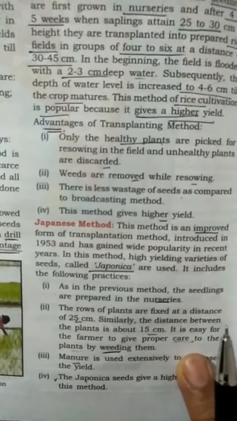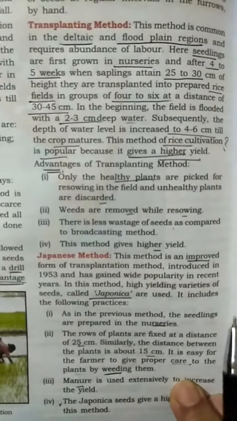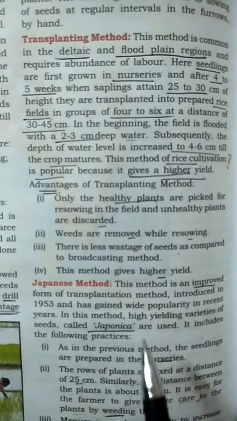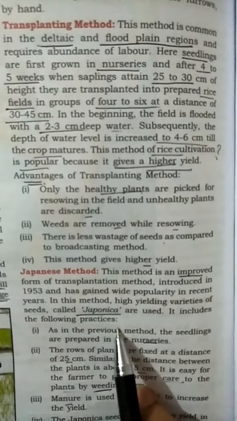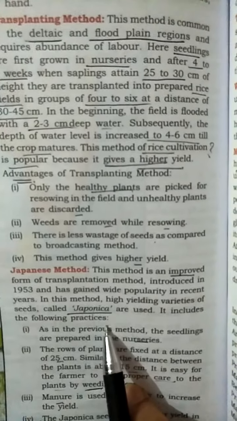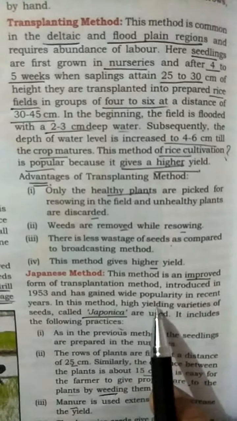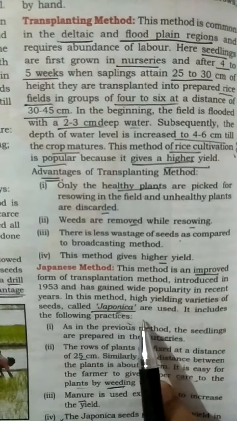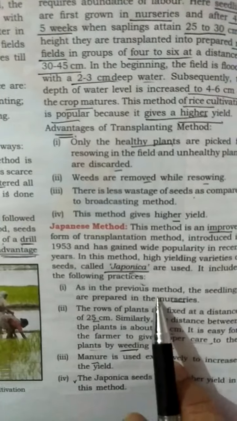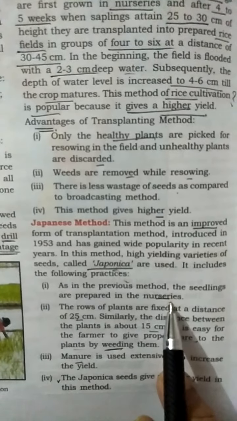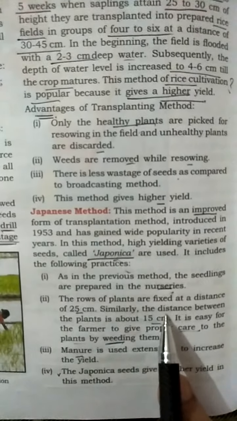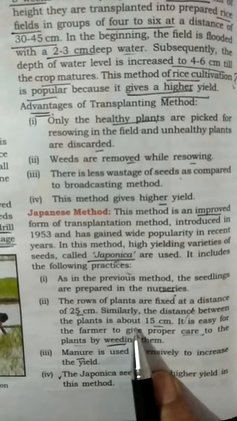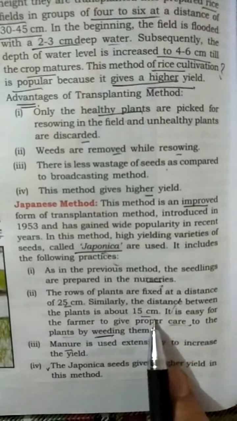Another method is the Japanese method of rice cultivation. This is just the same as the transplantation method, with the only difference that it is an improved form of the transplantation method, in which high yielding varieties of seeds, known as japonica, are used. In this also, the seedlings are prepared in the nurseries. Then the rows of plants are fixed at a distance of 25 centimeter. The distance between the plants is kept at 15 centimeter.